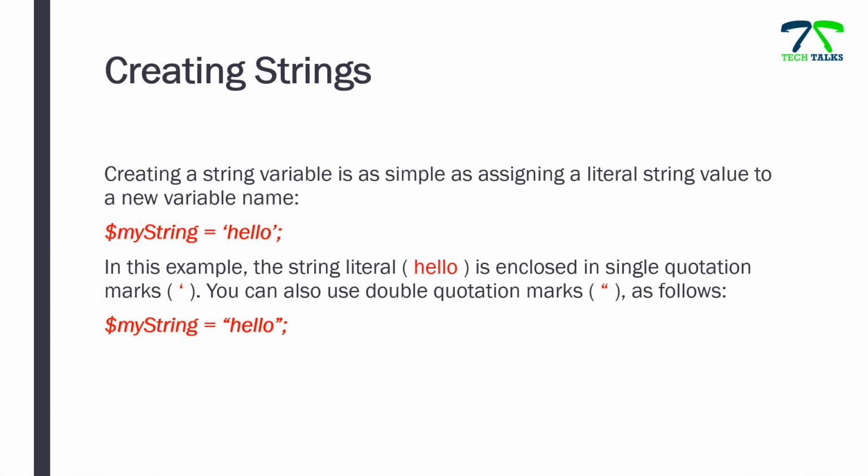We will go to creating and accessing strings. Creating a string variable is as simple as assigning a literal string value to a new variable name. For example, here we are using myString equals hello. Hello is a literal. In this example, the string literal hello is enclosed in single quotation marks, as we mentioned here. Also, we can use double quotation marks as follows.